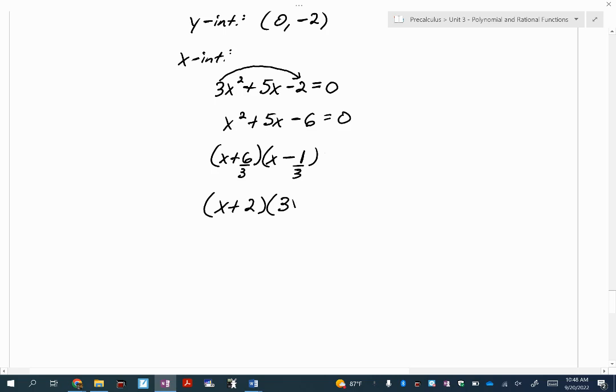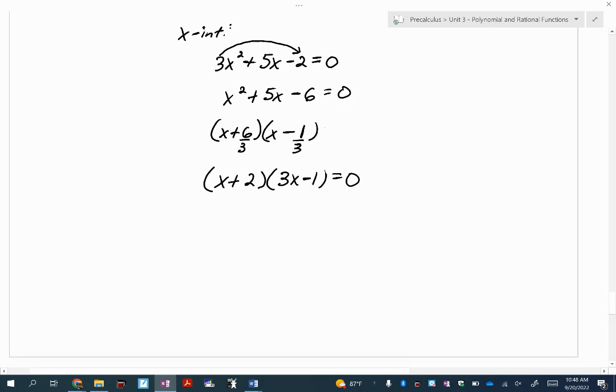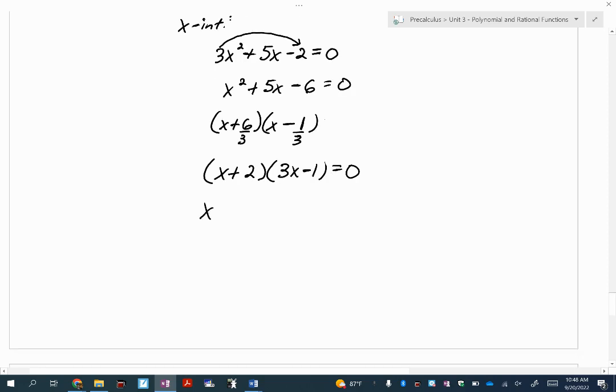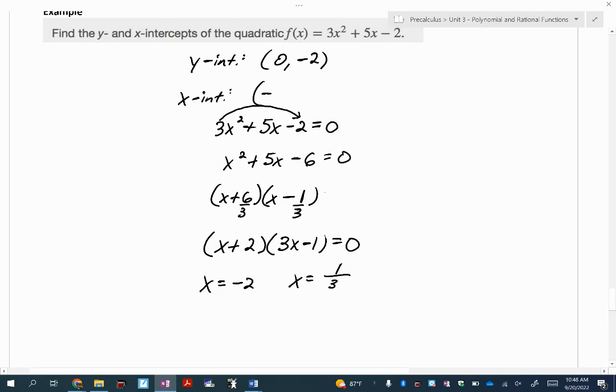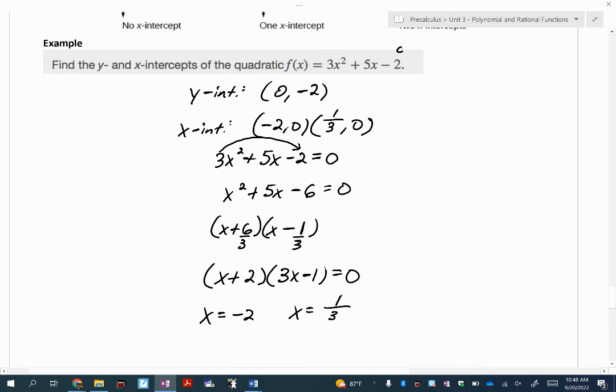And then if you do the bottoms up, you get 3x minus 1, and all of that is equal to 0. So to solve this, I get x equals -2 and x equals positive 1/3. So those are my two x-intercepts. So I'm going to write them down as ordered pairs. So -2, 0, and positive 1/3, 0. Again, this question doesn't say you have to show really any work. So if you want to just type this into Desmos, you could graph it and find all three intercepts.